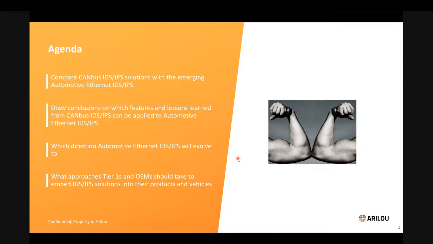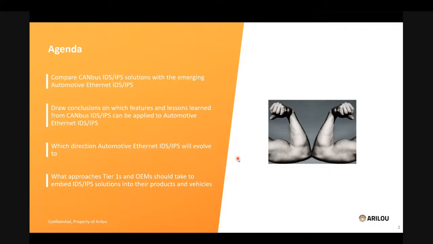We will draw some conclusions on which features and which lessons we can learn from the legacy CANbus, and they can be applied to the automotive. So there are a few of them which are similar and a few of them which are very different. So we need to understand what we can make use of the existing knowledge and what needs to be changed.